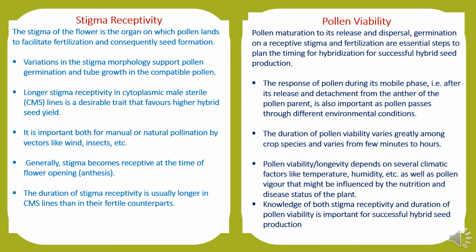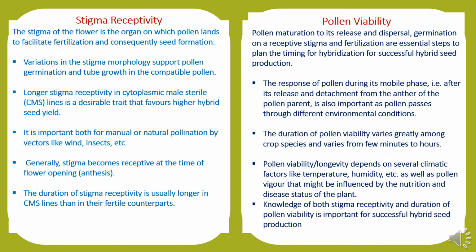Now to study stigma receptivity and pollen viability. Stigma is the organ of the flower on which pollen lands to facilitate fertilization and consequently seed formation. There are variations in stigma morphology which support pollen germination and tube growth in compatible pollen. Longer stigma receptivity in cytoplasmic male sterility is a desirable trait that favors higher seed yield. Means if the stigma has longer receptivity, it will result in good seed setting and ultimately good yield.